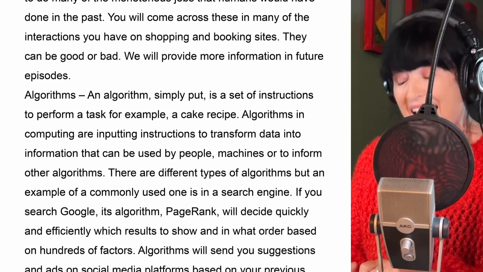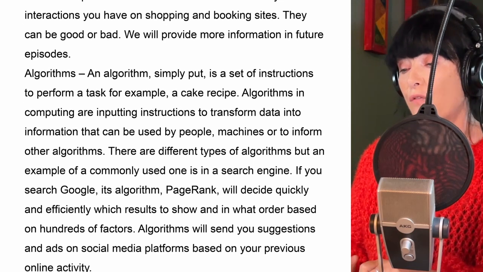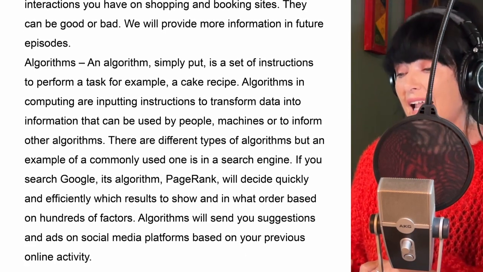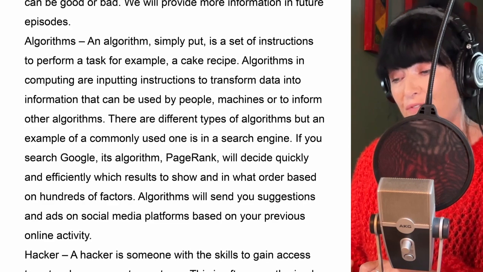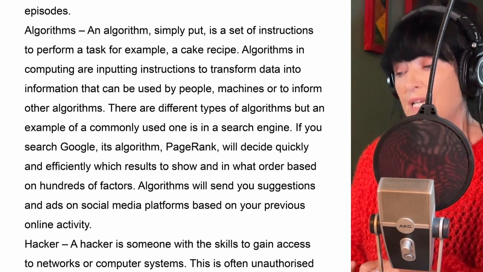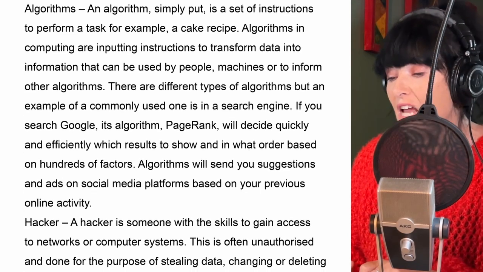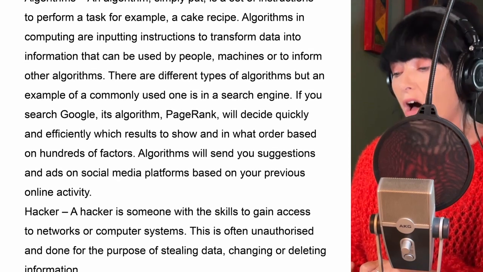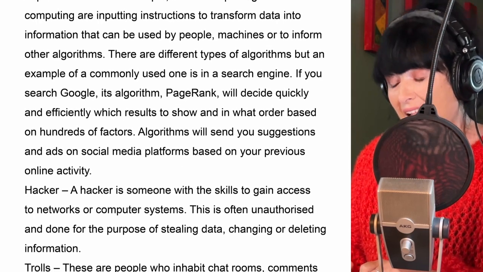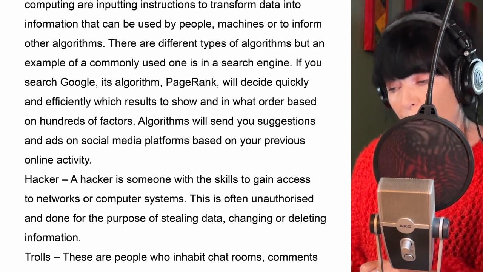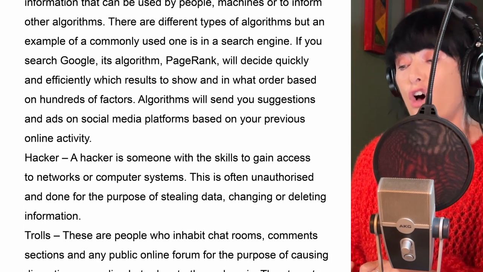Algorithms. An algorithm, simply put, is a set of instructions to perform a task, for example, a cake recipe. Algorithms in computing are inputting instructions to transform data into information that can be used by people, machines, or to inform other algorithms. There are different types of algorithms, but an example of a commonly used one is a search engine. If you search Google, its algorithm, PageRank, will decide quickly and efficiently which results to show and in what order, based on hundreds of factors.